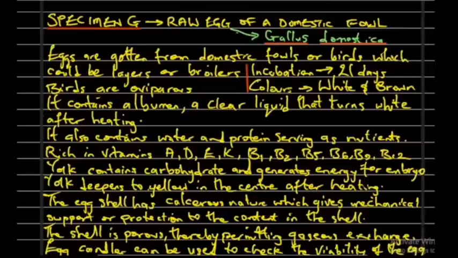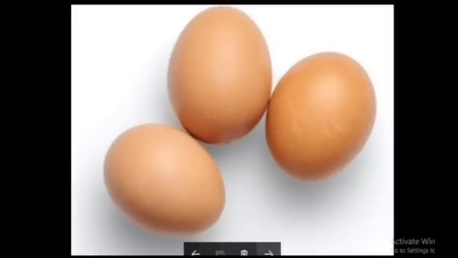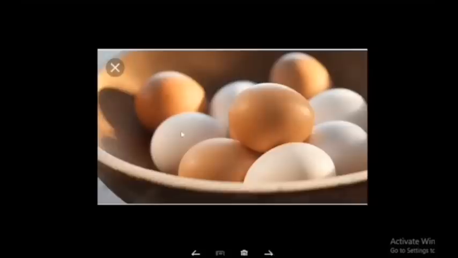So these are some of the things that we need to know about the egg. So this is what the egg looks like. You can see this is an egg, the brown egg. We have this one as well. You can see a mixture of brown and white eggs here. This one here has brown shells, and this one here has white shells. So these are the things that we refer to as eggs. So we move to the next specimen now, which is specimen H.